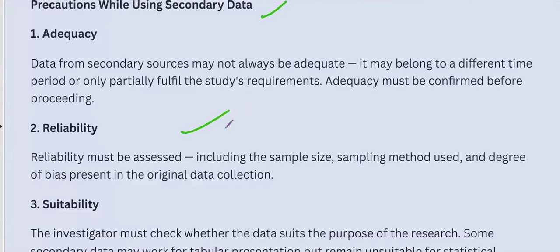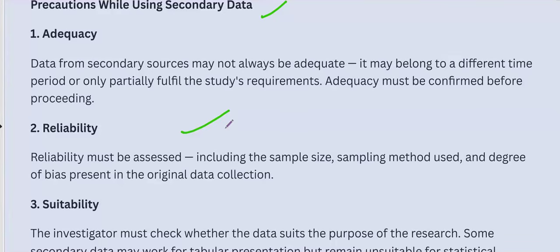Reliability. Reliability must be assessed. Can we rely on the data? And it can be about sample size. Say you want to conduct a study about the caste system, and you are just conducting research on 50 or 100 people. That's a very inadequate sample size. And your sample should also be representative. We have so many different castes, different genders, so it should represent the different castes and different genders as well.